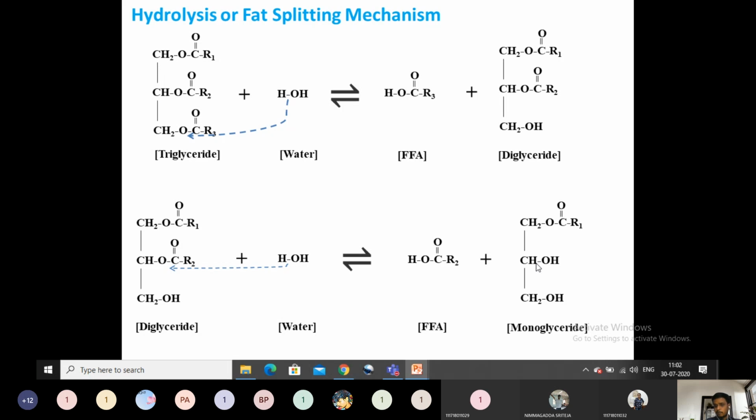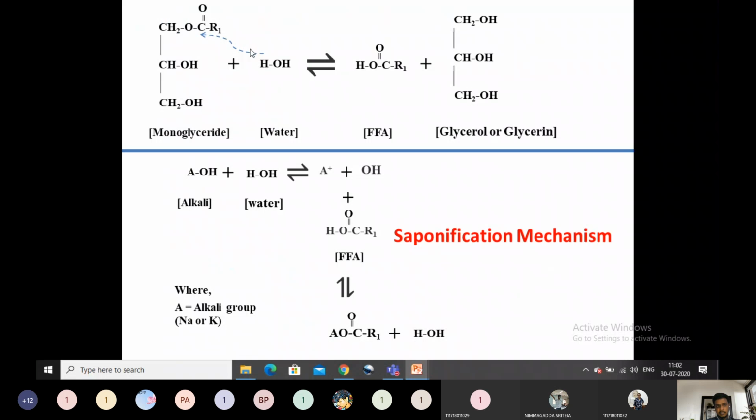So this monoglyceride will further undergo a hydrolysis. Hydrolysis means nothing but a nucleophilic attack on the fatty acid moiety. In this fatty acid moiety, the water molecule will attack it nucleophilically. Then a free fatty acid will be separated out. In the final step, from monoglyceride to fatty acid separation, the formed molecule will be glycerin or glycerol, we can call. So this is the overall mechanism for the fat splitting or the hydrolysis reaction.